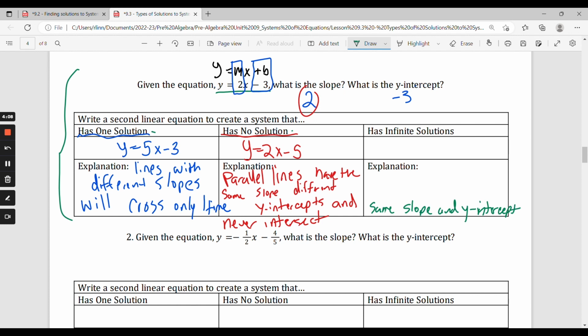So if we have the same slope and the same y-intercept, we're going to write our equation, y equals 2x minus 3. Well, our slope needs to be the same, so we're not going to change that. Our y-intercept needs to be the same, so we're not going to change that. So we're literally going to write the exact same equation. And we know this is going to be infinite solutions because coincident lines, that's lines that are right on top of each other, have the same slope and y-intercepts.